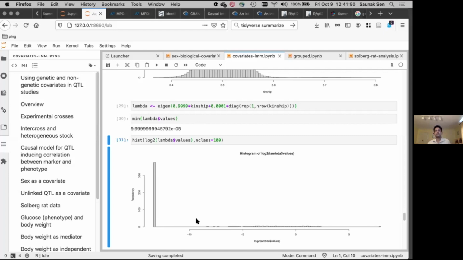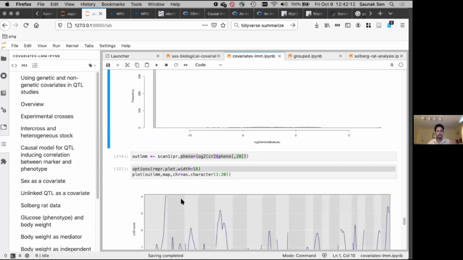If this was a perfect F2 cross, then the eigenvalues would all have been half, so log 2 of those would have been -1. That's not the case. So that's another way of saying that there is a little bit of structure in this data. Okay, so now I'm going to run a genome scan for our glucose trait with this linear mixed model.